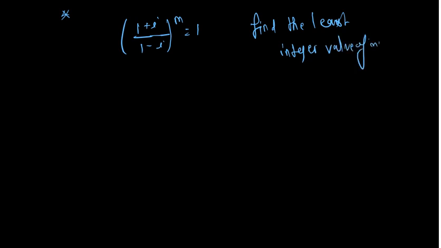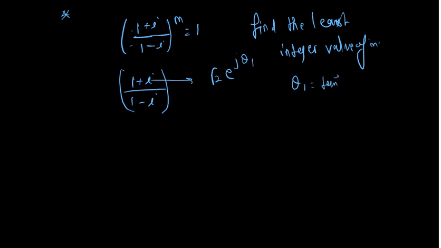See, if a number like this is there, the first thing we should do is change this into normal form, because this division will not work. So what to do in that case? 1 plus i divided by 1 minus i is there. You can write 1 plus i as square root of 2 e to the power j theta 1, and theta 1 is tan inverse of 1, correct? That is 45 degrees. So this can be written as square root of 2 e to the power j 45 degrees.